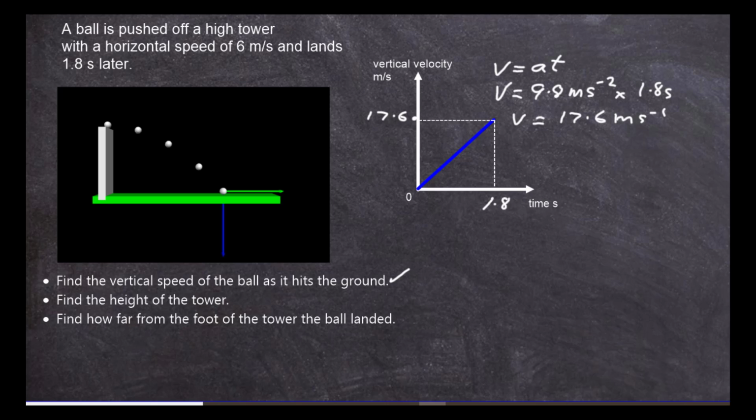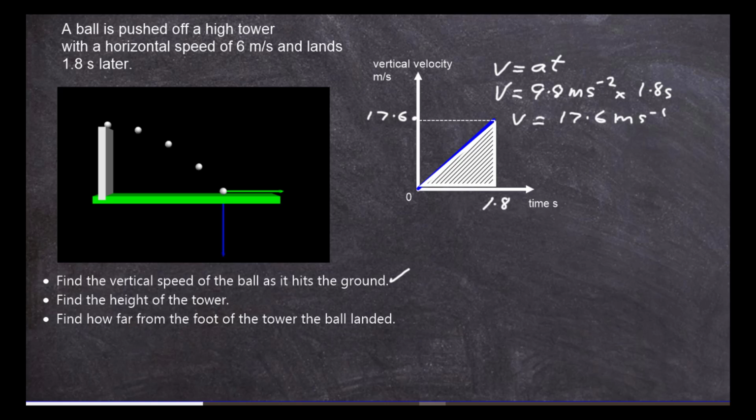What about the height of the tower? Well, we know the area under the speed time graph is going to give us the distance travelled by the ball. So the area under the vertical velocity time graph is going to give us really the displacement from the top of the tower downwards, which is really the same as the height, the distance travelled. So we can work out that area. We've got the height of the tower, or the height where the ball came from.